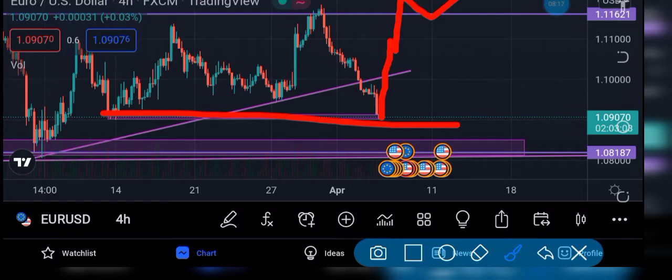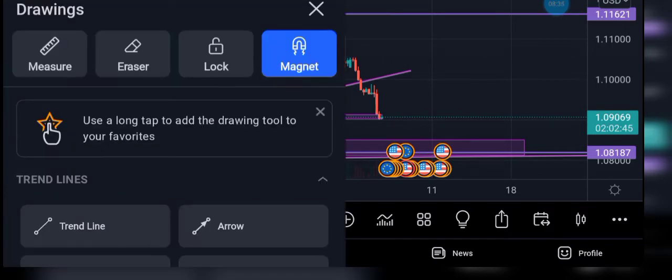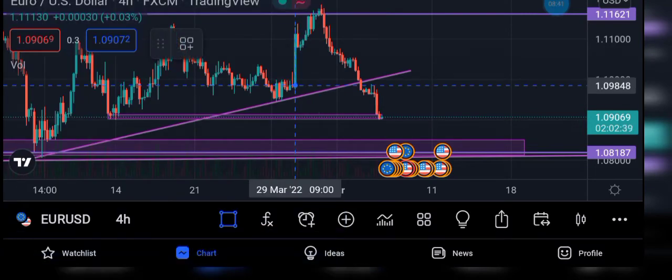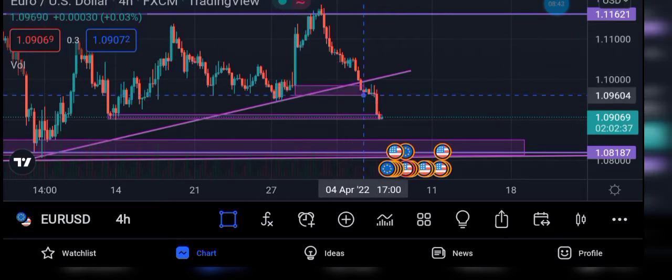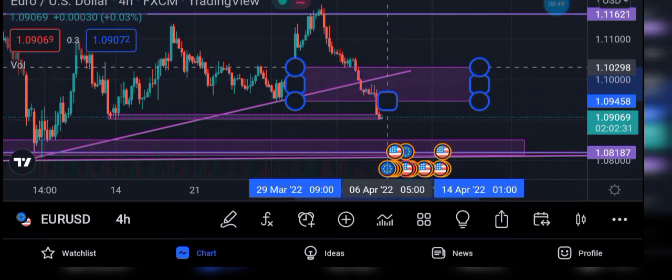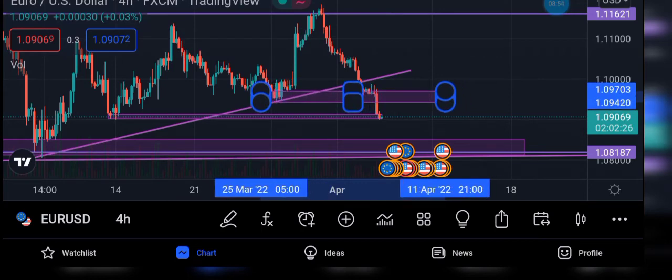But the kind of opportunity I'm looking for now, though I'm not trading euro now because that is not my pair, is a sell, because price is moving down. If you can see this, please drop it in the comment section, and I would love to see. If you can see, there's a zone here.